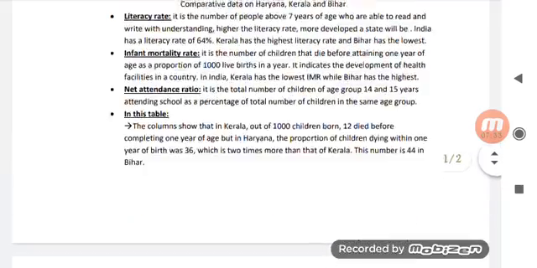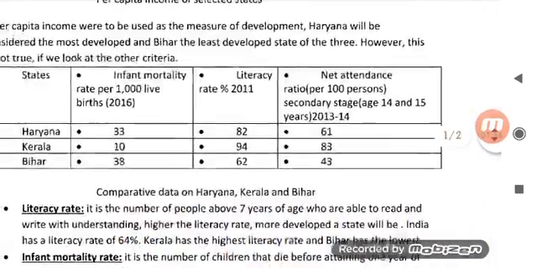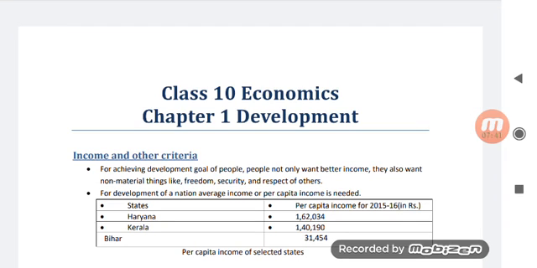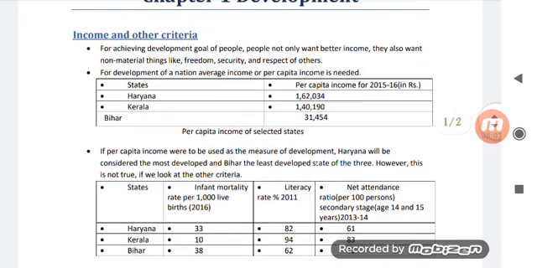So this is the data we have, and this is what we have to see when we study income and other criteria. Everything is not all about earning income, but other than income we have to look for the other criteria, that means the other goals as well. We have to look at all round development of a country or the states.